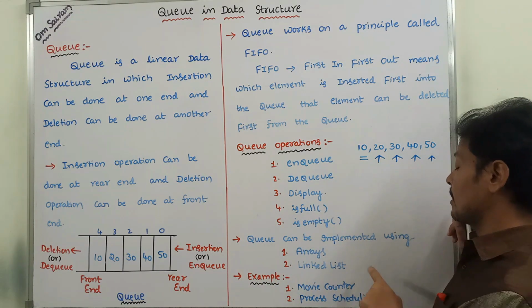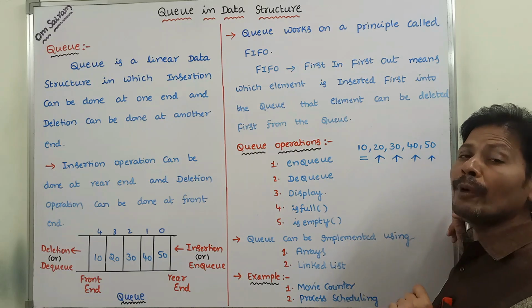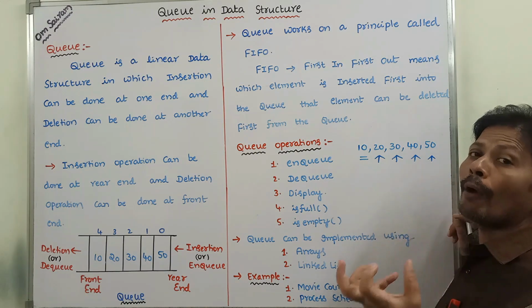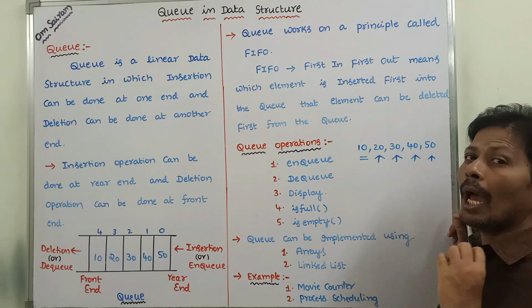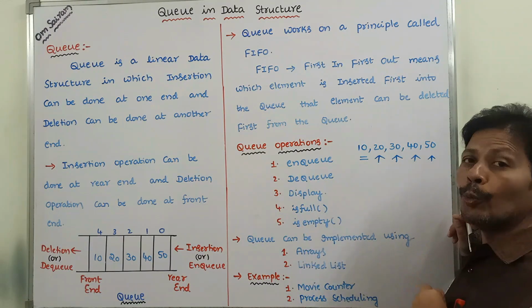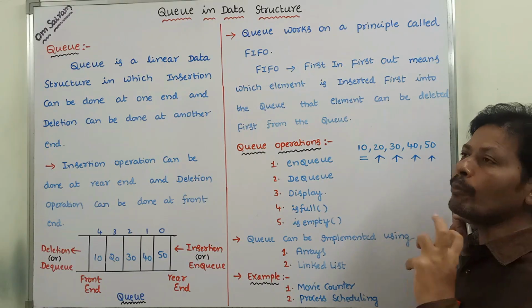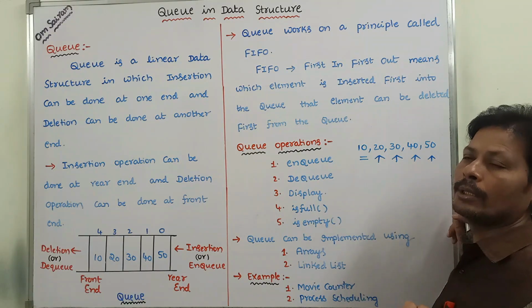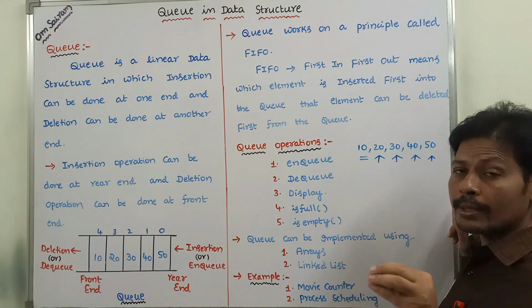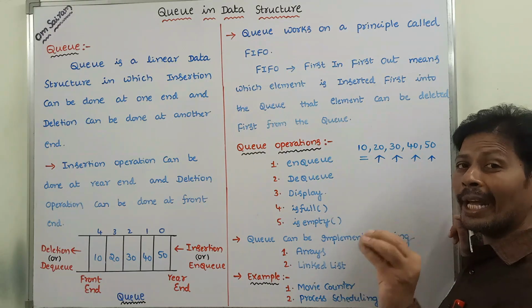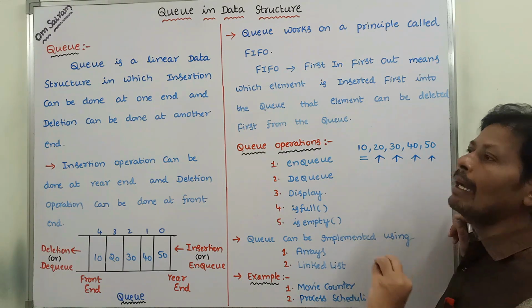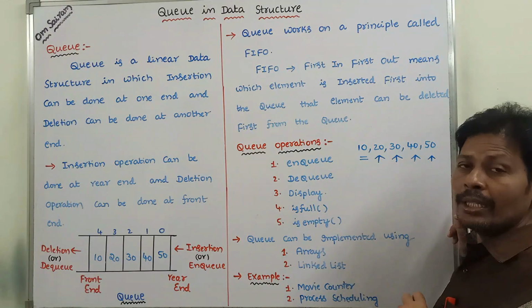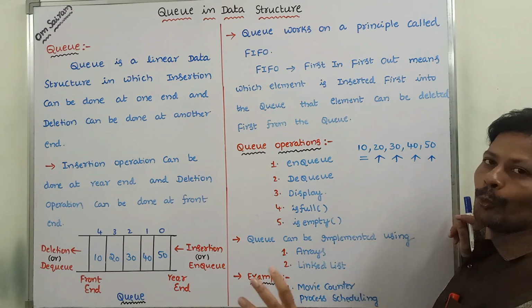First one is movie counter. When we are going to the movie, we have to take the tickets. At that time, we have to follow a queue. That means whatever persons want to take the tickets, those persons are arranged in a sequential fashion. That is nothing but queue.